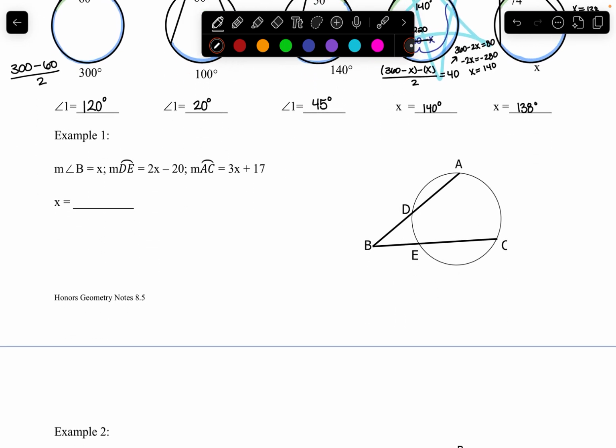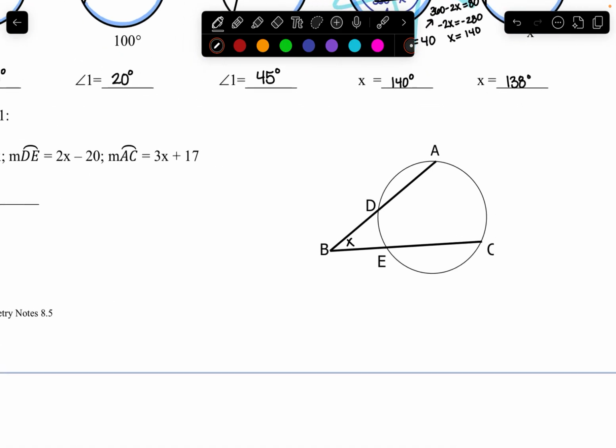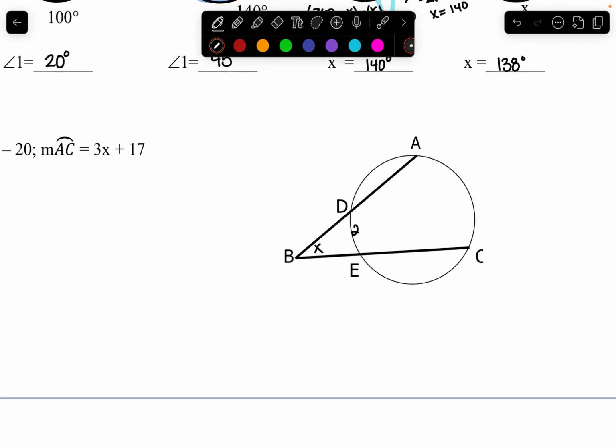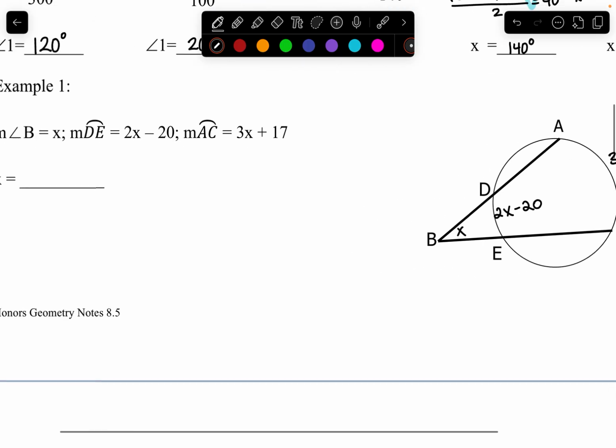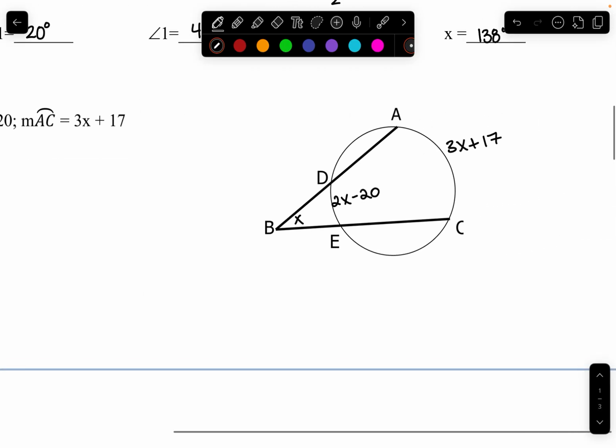All right, so here's an example where we have to use the same property that we just talked about. However, there's going to be some stuff going on here. So we are given that the measure of angle B is x. That's my outside angle. It tells me that the measure of arc DE is 2x minus 20. And then it tells me the measure of arc AC is 3x plus 17. They want me to find what x is.